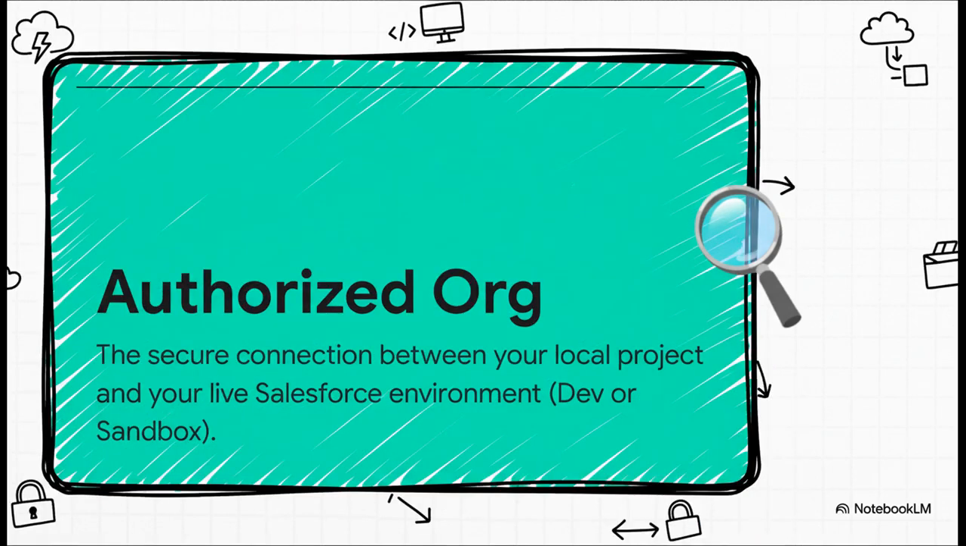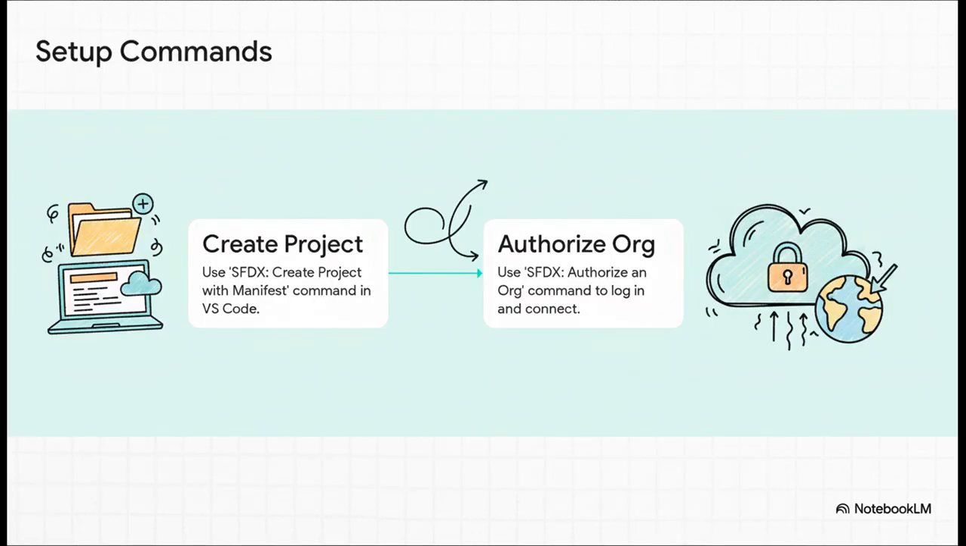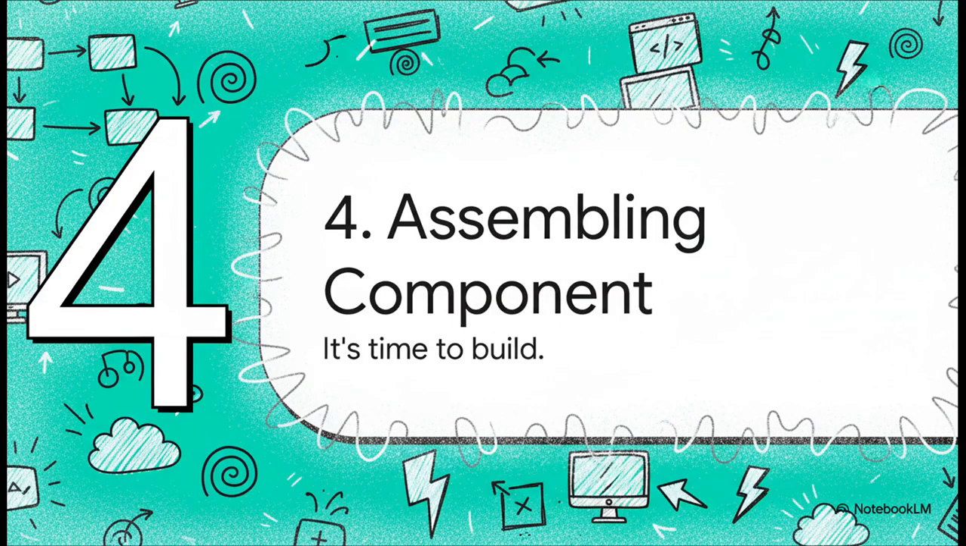And what about an authorized org? That's just the official term for the digital handshake between your local project and your actual Salesforce instance. It's that secure link that lets you push code from your computer up into the cloud. It's pretty important. Now what's really cool is how easy this is with modern tools. Inside VS Code, you'll use something called the command palette. You just run 2 commands. The first one creates that whole project structure for you. The second one, authorize an org, will pop open your web browser, ask you to log into Salesforce, and boom, you're connected.